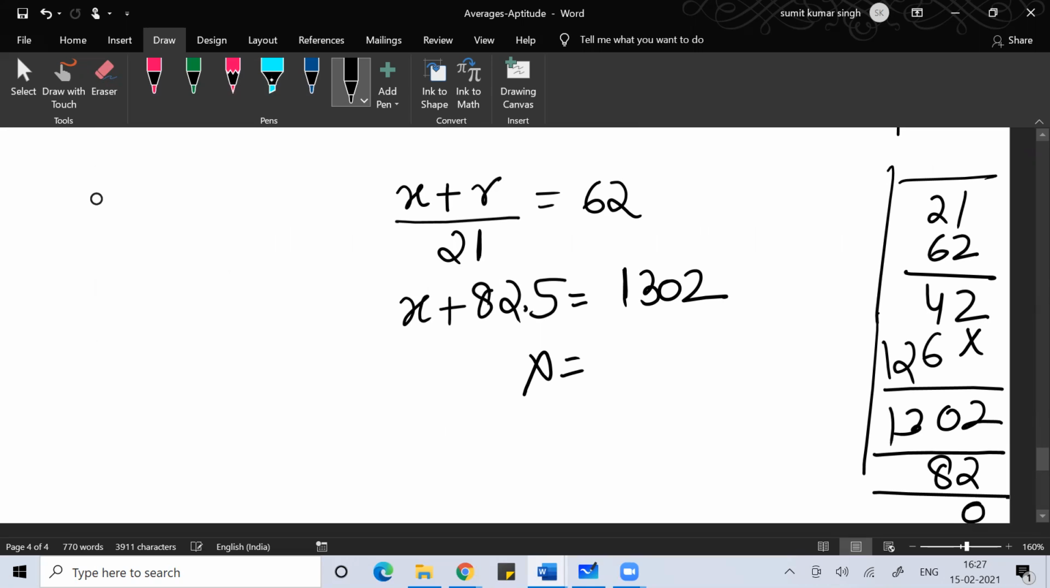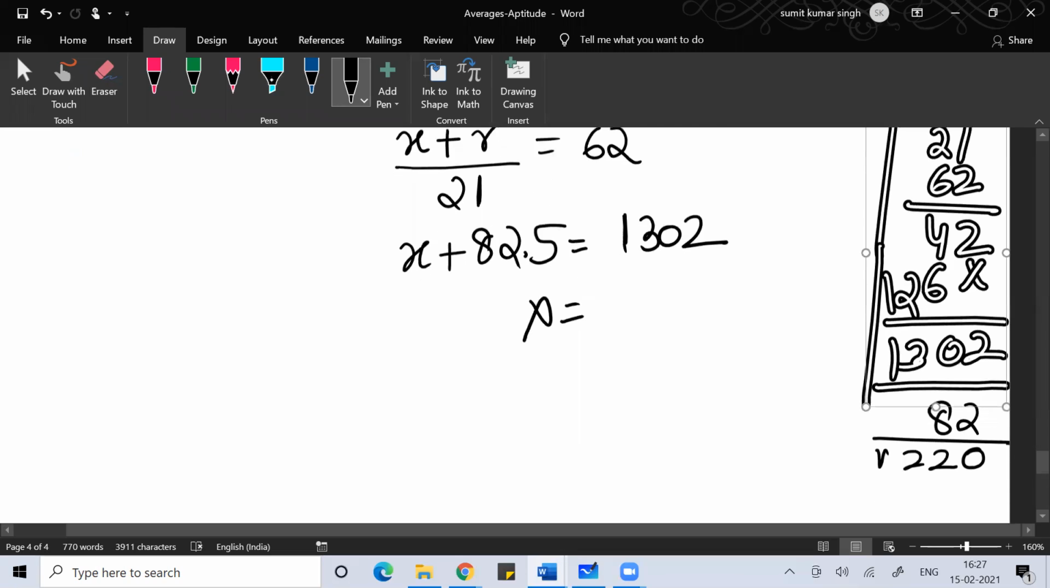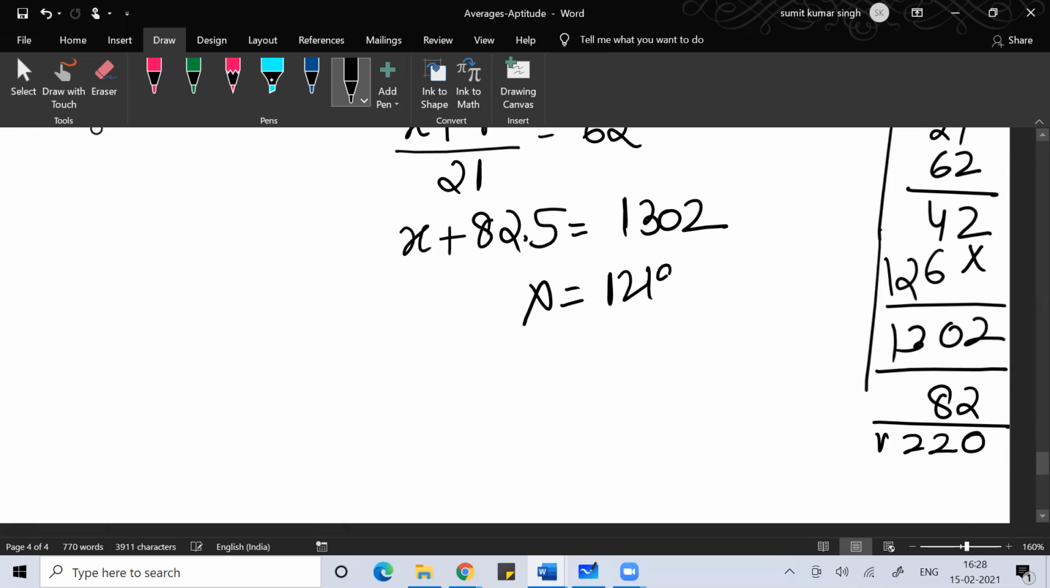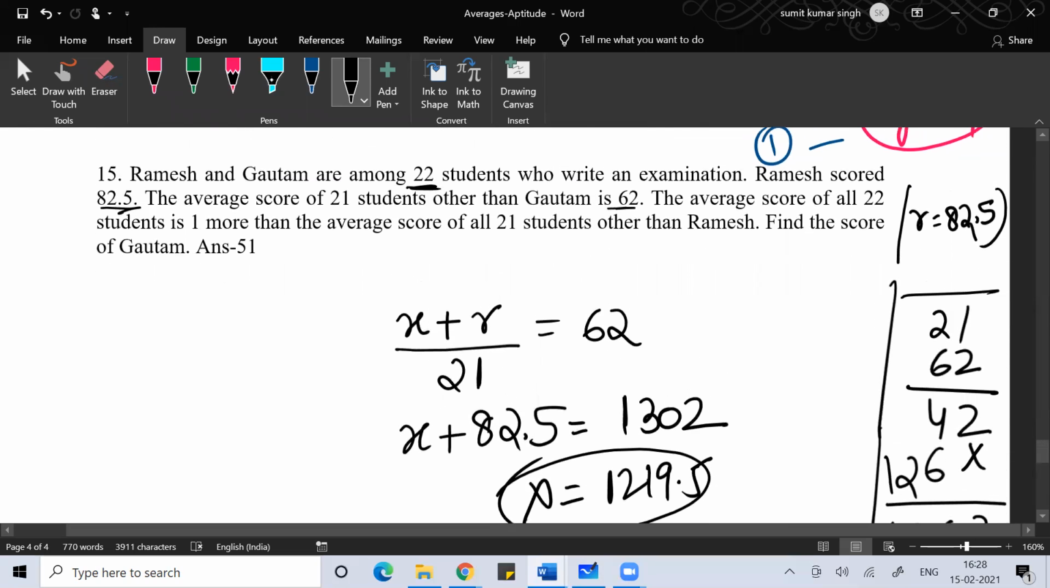If you subtract 82.5 from 1302, you will get 1219.5. Correct? So this is the total of the 20 students. The total of the 20 students is 1219.5.